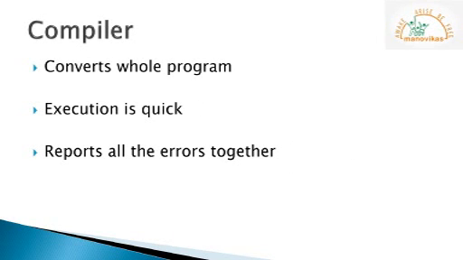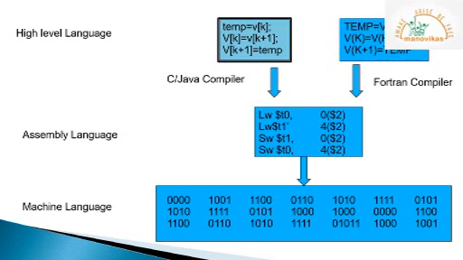A compiler is software that converts a program written in a high-level language into machine-level language. It accepts the entire program at a time and then generates the machine code for it. Now the execution of this program is very quick as it converts the whole program at the same time. It also reports all the errors in the document together. And here you can see the examples of each type of language: high-level language, assembly language, and finally the machine code.